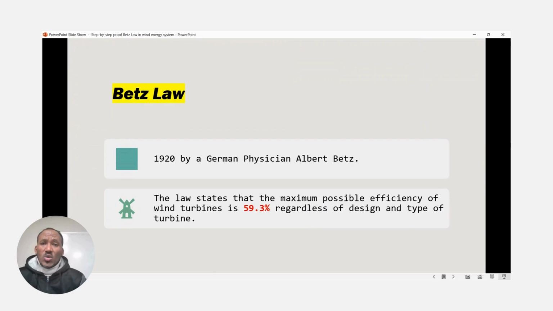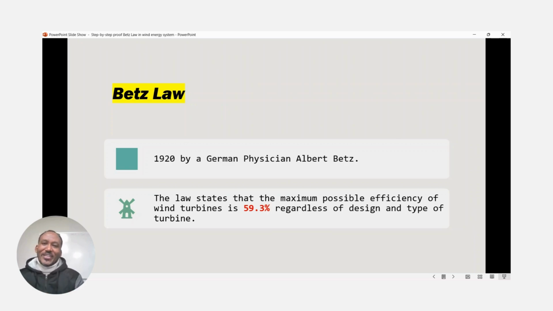This law was established on two main assumptions. The first assumption is that there is no friction while converting kinetic energy to mechanical energy. And the second assumption is that the wind blade is a disk or solid, with no space. That means a solid wind turbine. That means all moving air hits the turbine or spins the turbine and is converted to mechanical energy.